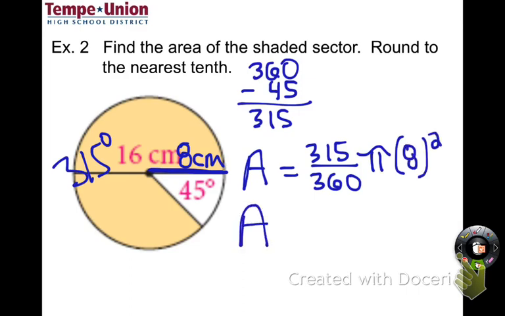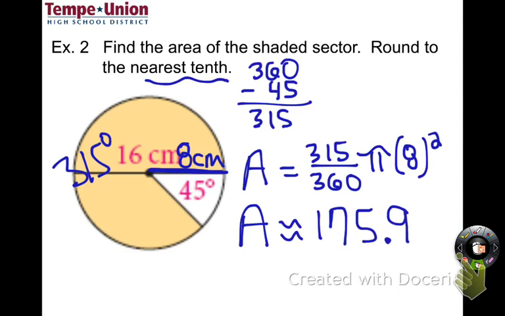This one says that it would like it rounded to the nearest tenth. So I'm going to say it's approximately, and I'm going to go ahead and just type all these numbers in here. So 315 over 360, and then we're going to do times pi, and then times 8, and I'm going to square that. I got about 175.9, and then it looks like we're going to say it's centimeters squared again.